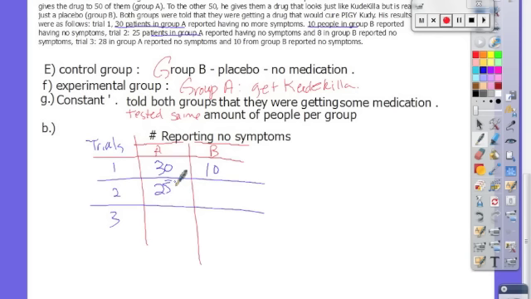Okay, so for trial 2, we have 25 patients in A that said they didn't have any symptoms, and we had 8 people in group B that said they didn't have any symptoms. And then in trial 3, we had 28 in group A that said they felt great, and 10 in group B that said that they felt great. Okay, so this is how we do our table there. We have a little title showing what is being measured.